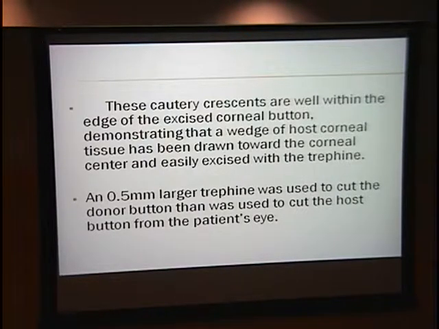These cautery crescents then become well within the edge of the excised corneal button. They cause some shrinkage and they move toward the center of the cornea. And this demonstrates that a wedge of host corneal tissue has been drawn toward the corneal center and is simply easily excised when you trephine down. You've got the host corneal button, you have the crescent or two crescents of cautery, simply done, and it doesn't take a lot of time. A half millimeter larger trephine was used to cut the donor button than the one that was used to cut the host button from the patient's eye.